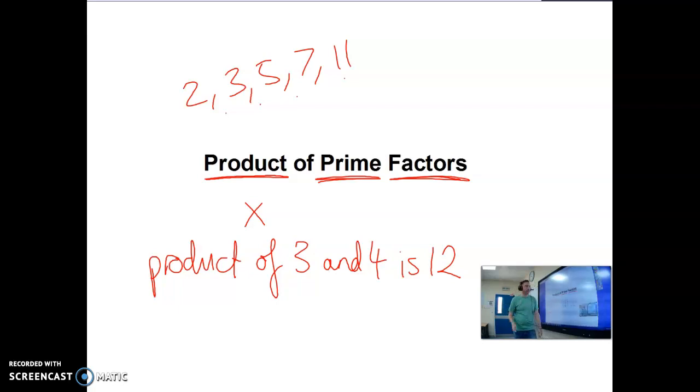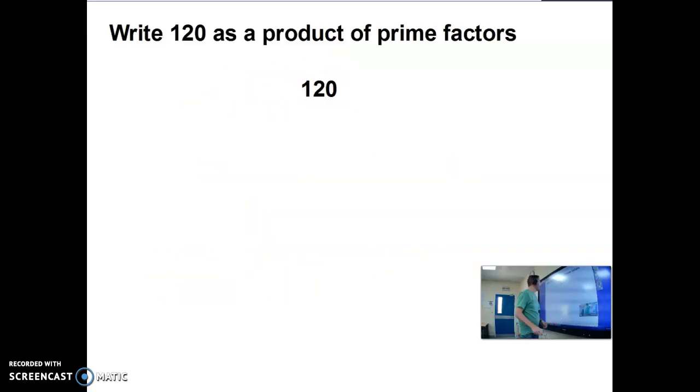Let's go into it. It is actually quite a straightforward topic. I think it's quite a nice topic. And so here's an example. We're going to write 120 as a product of prime factors. And we do that with a factor tree. It looks a little bit like a tree when we've finished. And we find a factor pair. So we want 2 numbers that multiply together to make 120.